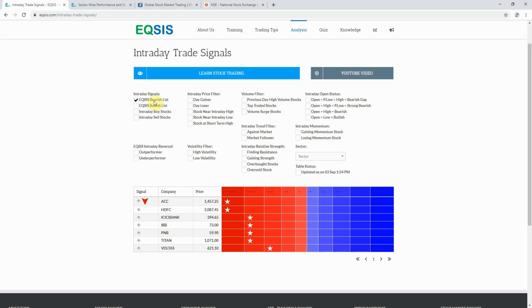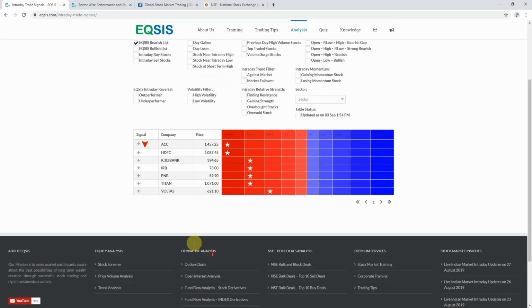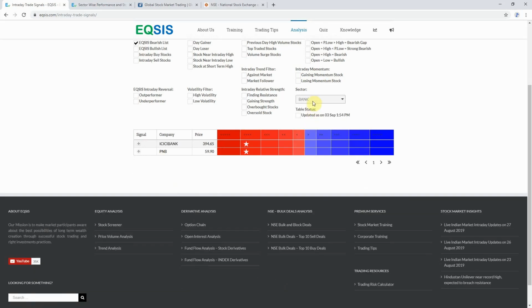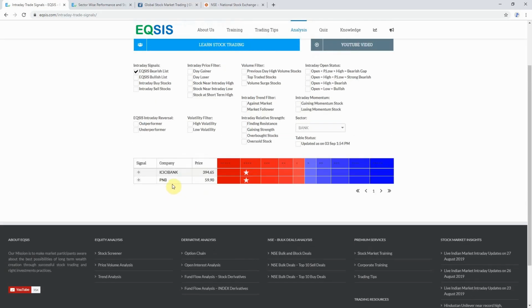But now coming back to the bearish list, I see the companies that are very bearish now: Voltas, Titan, PNB, IRB, ICICI, HDFC. There are a lot of companies, but ACC and HDFC are almost at the lower end of the day, and ICICI Bank and PNB are also in the banking list. So if you want to pick up the banking filter, you put it this way. Here I have ICICI and PNB actually on the negative side.